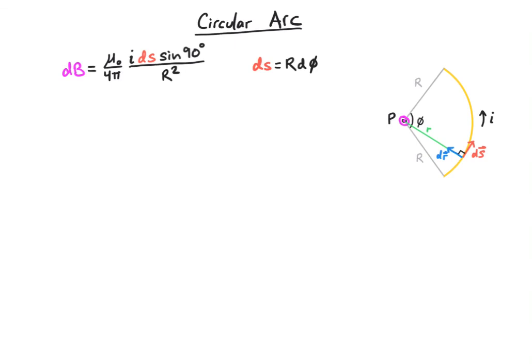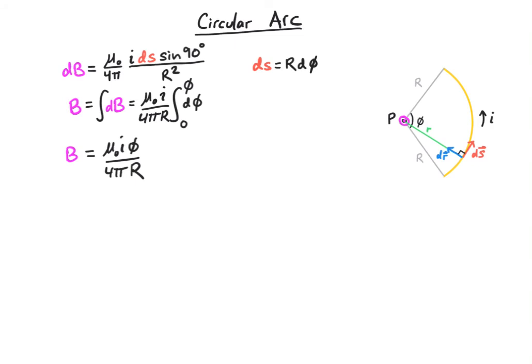The total magnetic field then can be written as the integral of dB, where almost everything in dB now is just a constant. And this integral gives us mu naught times I times the angle subtended by the arc over 4 pi times the radius. Keep in mind that phi must be given in radians because we made use of this arc length formula over here that assumes that the angle is in radians. And so the result is we have a magnetic field with this value pointing towards you or out of the screen at point P, the center of the arc.